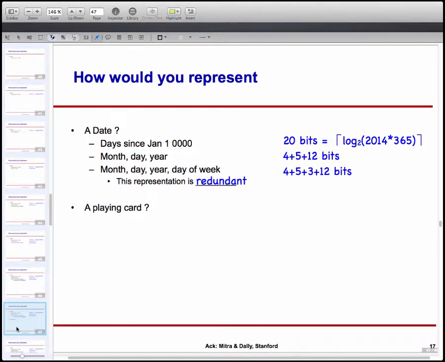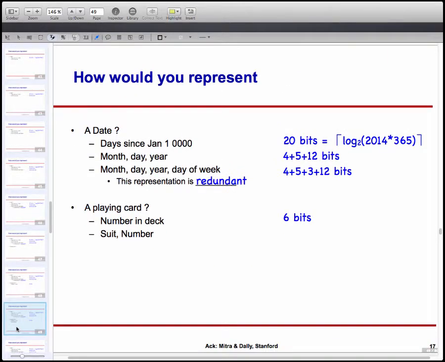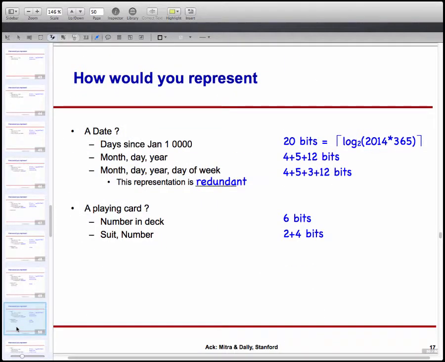Okay, let's take a playing card deck. I could represent a playing card as a number in the deck, in which case 52 cards, so I need 6 bits. If I decide to represent the card as a suit plus number, how many bits do I need? So 4 suits, I need 2 bits, 13, another 4 bits. So here also, again, I need 6 bits.